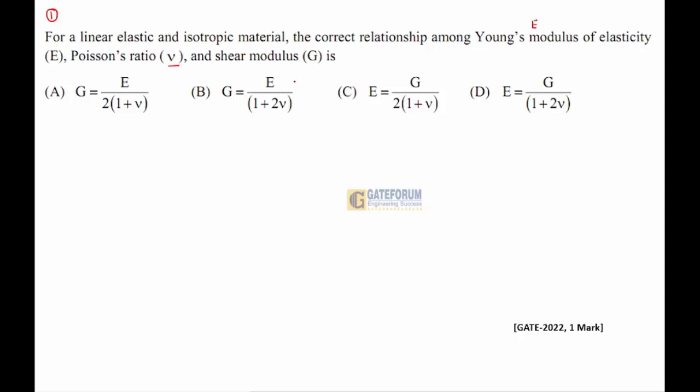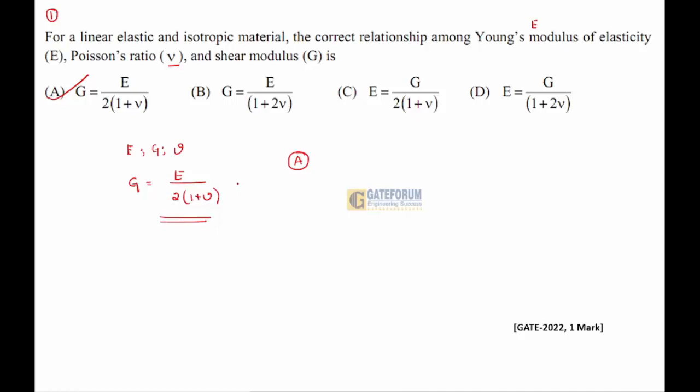Students, this is a very fundamental question. The standard formula for the relationship between Young's modulus, shear modulus and Poisson's ratio is G is equal to E by 2 into 1 plus nu. A very basic fundamental question from strength of material. So by the standard formula, option A will be the right answer for the given question here.